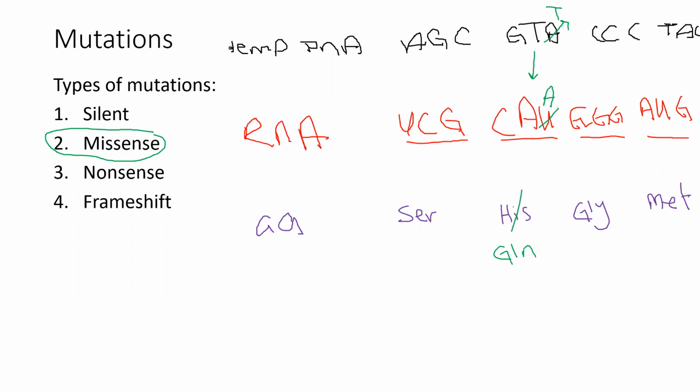But what if histidine is a positively charged amino acid, but glutamine is a negatively charged amino acid? Are they going to behave the same way? No. Glutamine will not interact with the normal negatively charged amino acid partner when the protein is folding. So we know for sure that this protein is not going to fold the way it's supposed to, and it might be inactive. Okay, so the consequence of a missense mutation depends on which amino acid is actually incorporated incorrectly. Okay, all right.